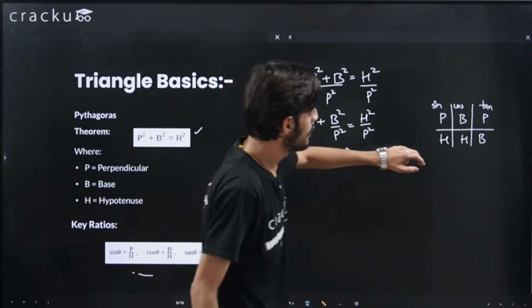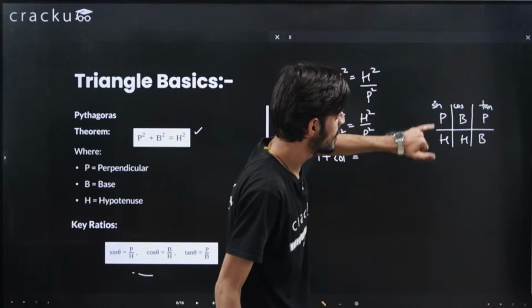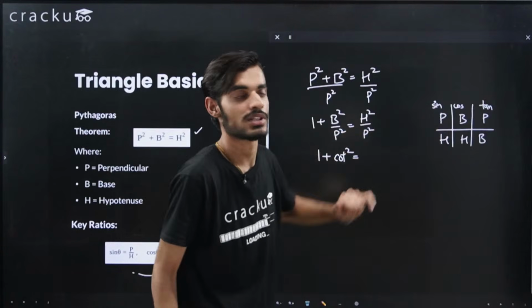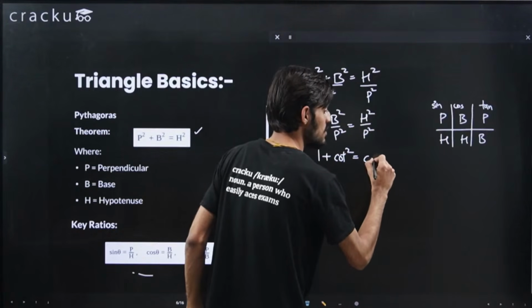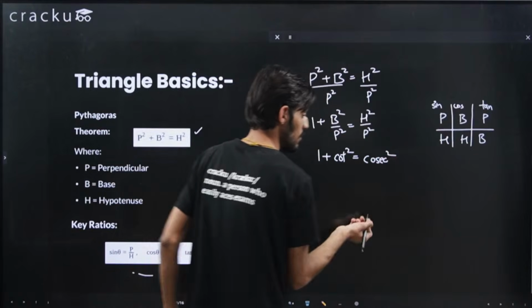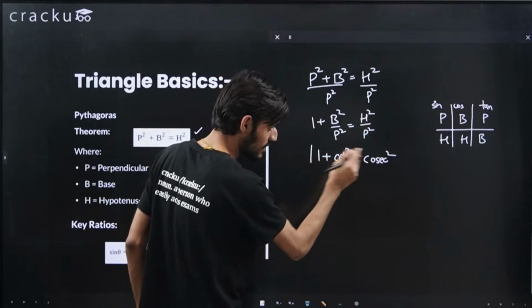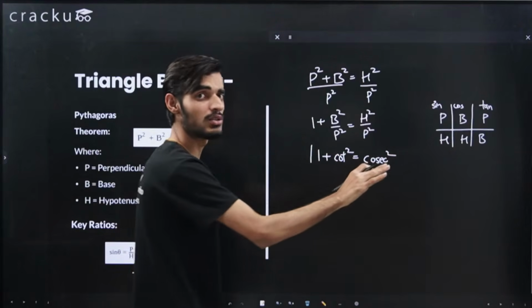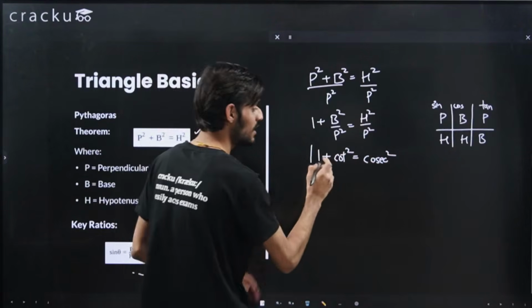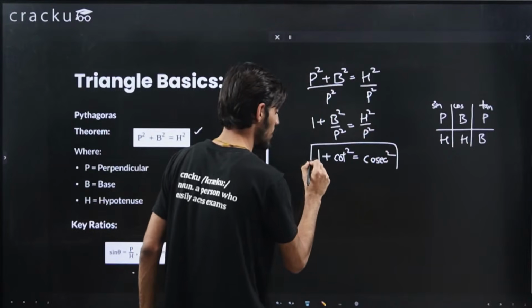And h upon p, you can see here h upon p, because p upon h is sine, so h upon p will be cosec. So here it will come out to be cosec square. So again, this is also an important result. You can just take cosec here and cot here, and you can just substitute the values as per the requirement of the question. But this is the basic result that you need to remember.